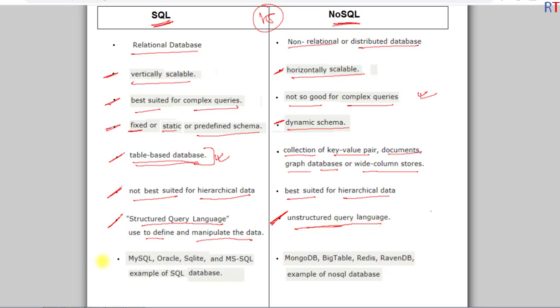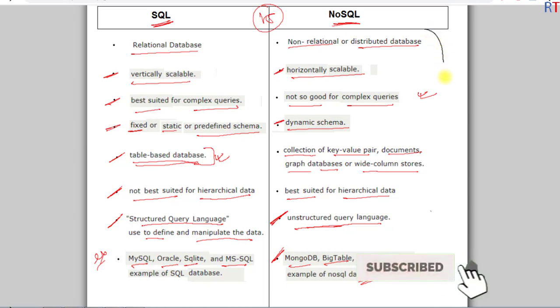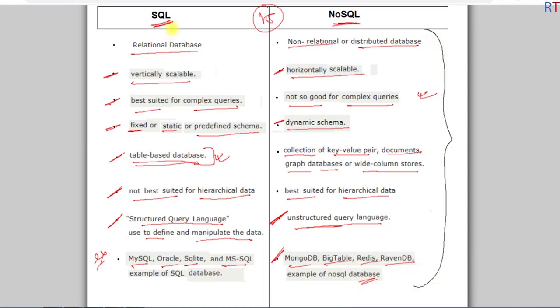And lastly, some examples of SQL databases are MySQL, Oracle, SQLite and MS SQL, whereas examples of NoSQL databases are MongoDB, Bigtable, Redis, RavenDB, etc. So these are all the key differences between SQL databases and NoSQL databases.